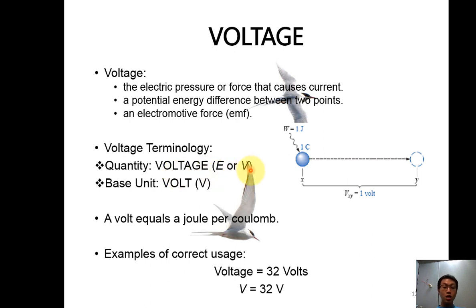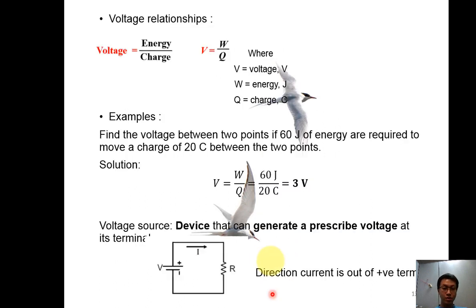We can use E, we can use V, base unit volt. A volt equals a joule per coulomb, 1 J divided by C. An example of correct usage: let's say my voltage is equal to 32 volts, I can write V equals 32 V. So we can have a look. This V actually is italic, which means it is a variable, it is not the volt. But this one is not italic; this is the unit we call volt.